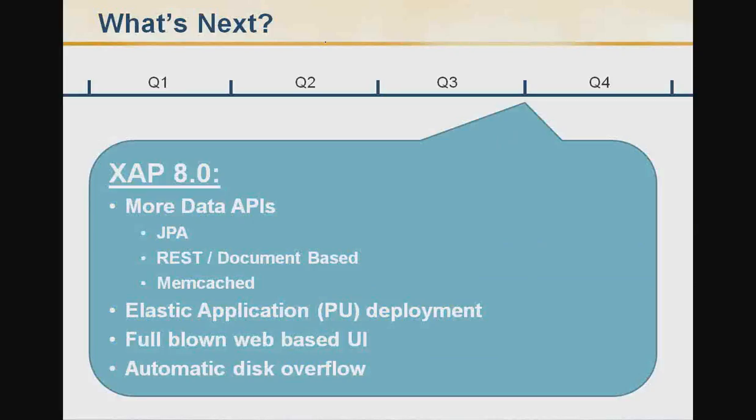In terms of the elastic deployment, like I said, in 7.1 we have the data grid technology preview deployment, and in 8.0 this is going to be fully GA, production-ready functionality that's going to enable you to deploy anything from a data grid to a processing unit to a web application.